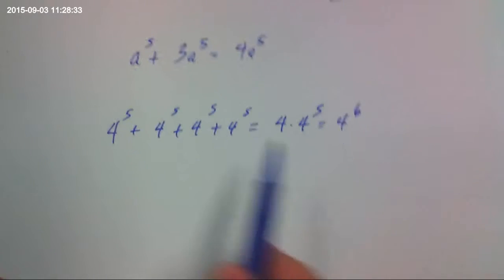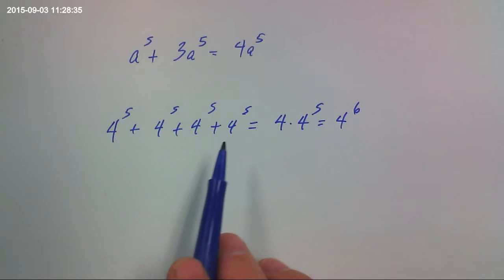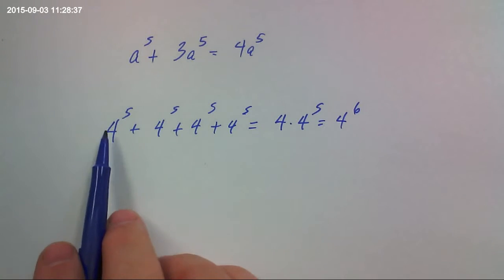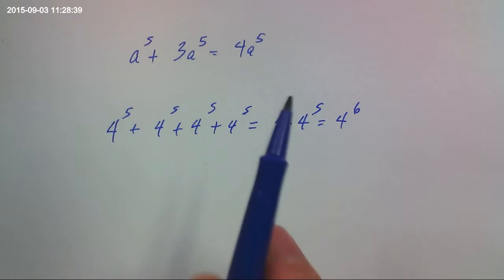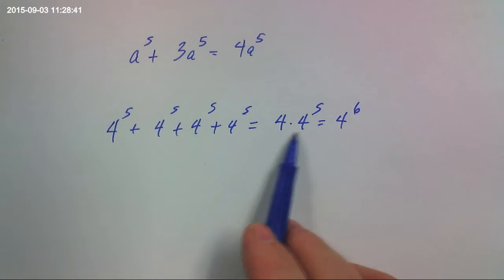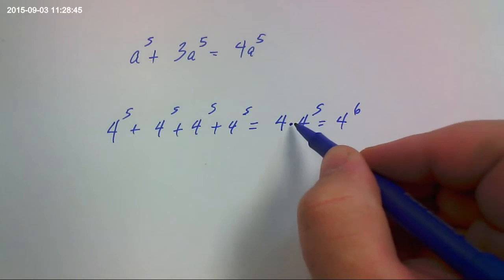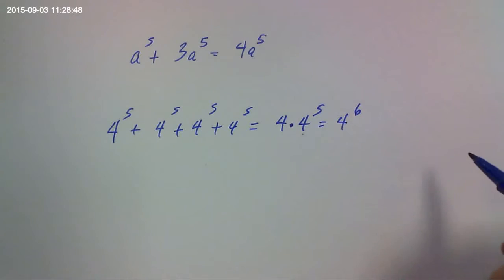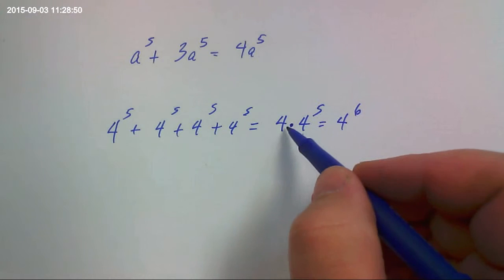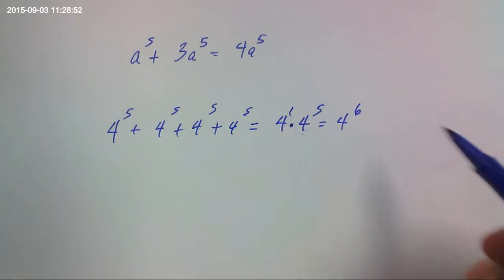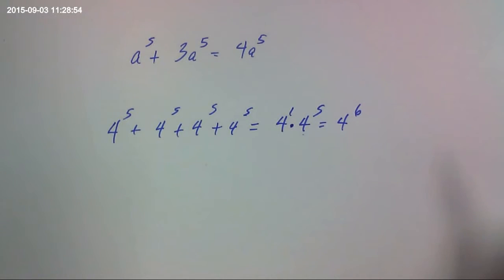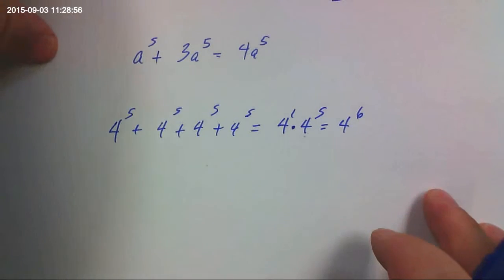Okay? This is a common problem on the SAT, at least it used to be. 4 to the 5th plus 4 to the 5th plus 4 to the 5th plus 4 to the 5th. Well, that's 4 of 4 to the 5th. And multiplication is repeated addition. And so here, now we're multiplying. That's 1 4, and 5 more, that's 4 to the 6th. Alright, moving on.